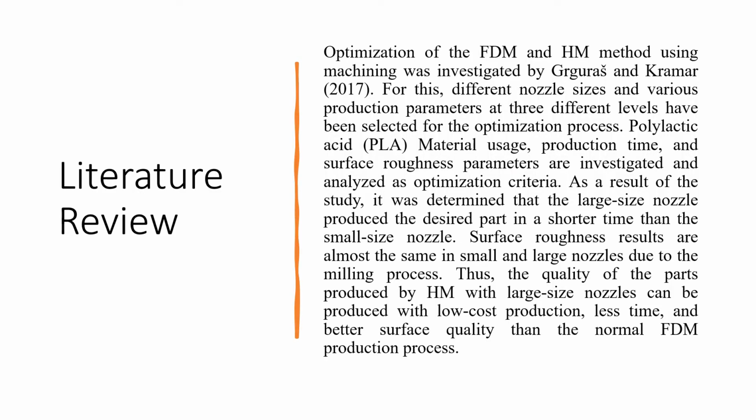Literature review. Optimization of the FDM and HM method using machining was investigated by Grobrus and Kramer. For this, different nozzle sizes and various production parameters at 3 different levels were selected for the optimization process. Polylactic acid material usage, production time, and surface roughness parameters were investigated and analyzed as optimization criteria. As a result of the study, it was determined that the large size nozzle produced the desired part in a shorter time than the small size nozzle.